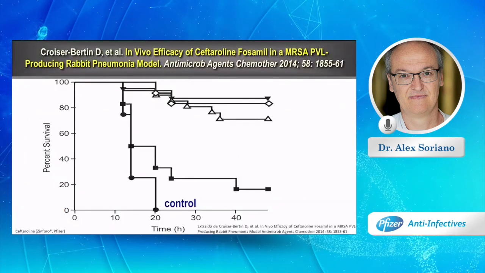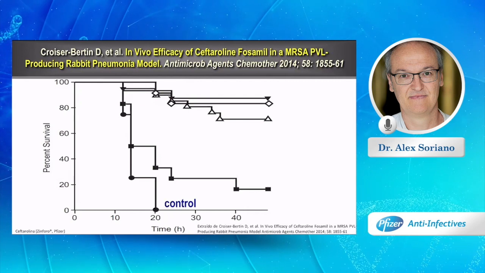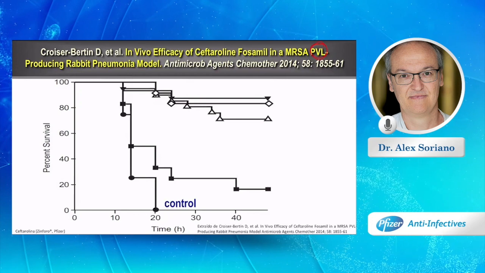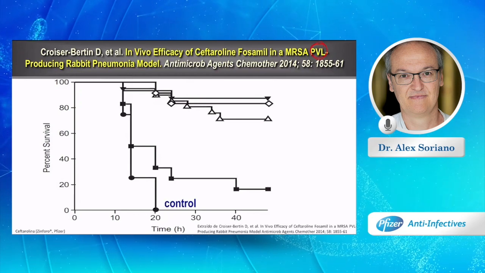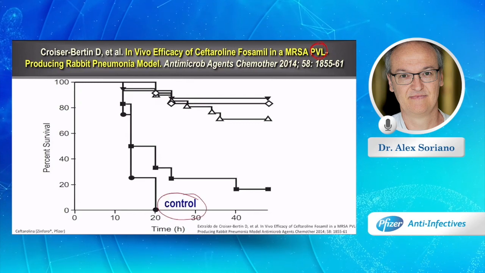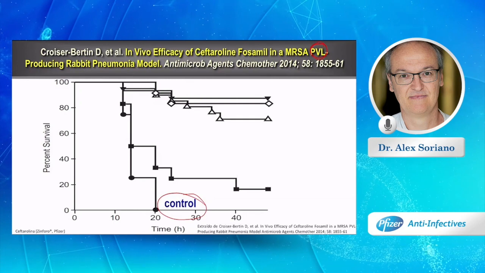What about the animal models? This is a Staph aureus rabbit pneumonia model, with a Staph aureus that is producing PVL, Panton-Valentine leukocidin-producing staphylococci. We know that these staphylococci are very aggressive, and they kill all the animals in the control arm.